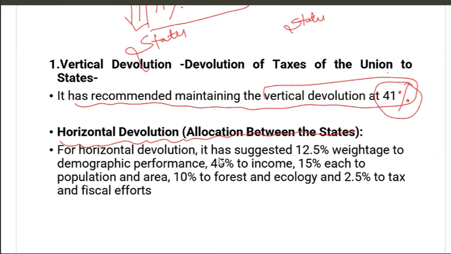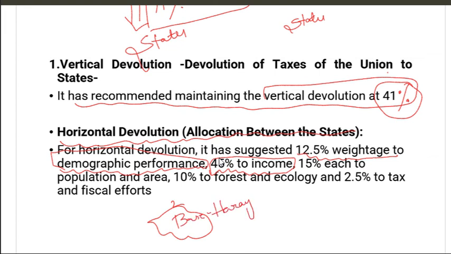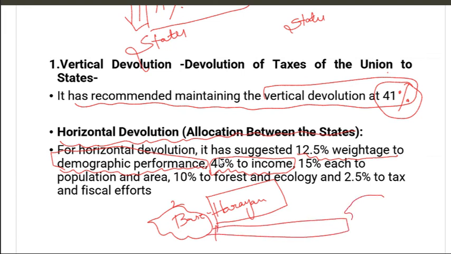See, it has suggested 12% weightage to demographic performance. You must be knowing the effort that states are making in doing better performance in their states. Next, 45% to income. This is a scale. Suppose they will be taking a base state like Haryana. With that, they will be comparing, because they took this state as it was ideal to compare with all the states. Like a scale, they will be measuring the income distance.